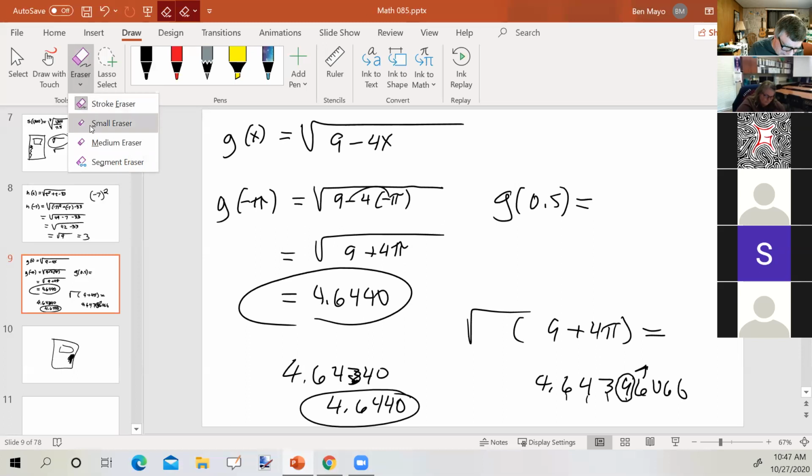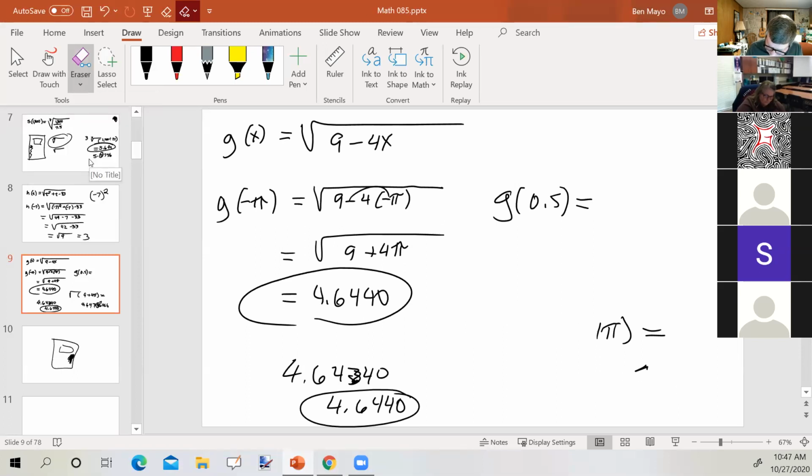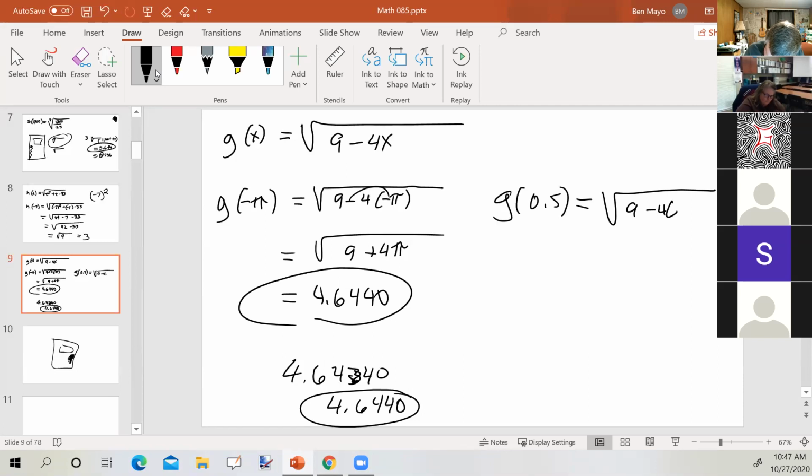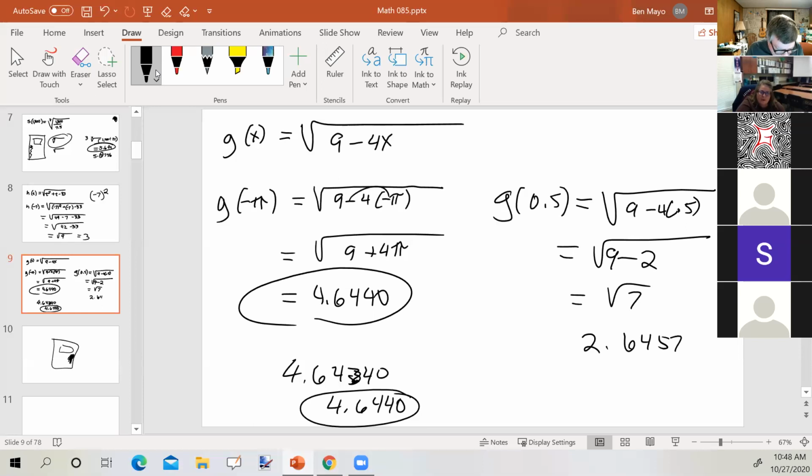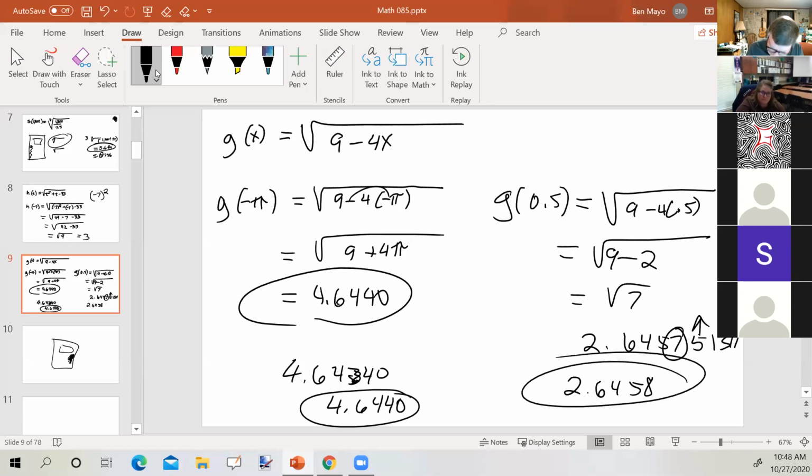Okay, then we're going to go back and do the second calculation, which is the square root of 9 minus 4 times 0.5, which is the square root of 9 minus, what's 4 times 0.5? That would be 2. So this is going to be the square root of 7, which is 2.645751, etc. So here, rounding that up, we get 2.6458. So that would be the answer to the second question. Are we okay with that? Yes.